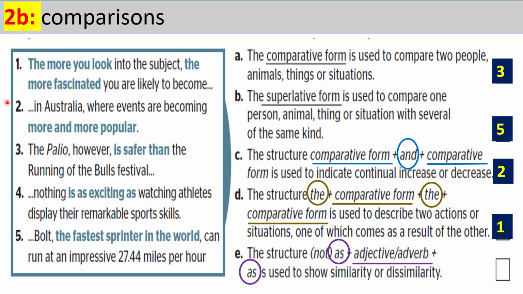The next one, that was example 1. The more you look, the more fascinated. So that's the structure, the plus comparative plus the plus comparative. Finally, we have the easiest one, which is as plus adjective plus as. If it is negative or not similar, it's not plus as plus adjective plus as. Focus on this one, it is very important.